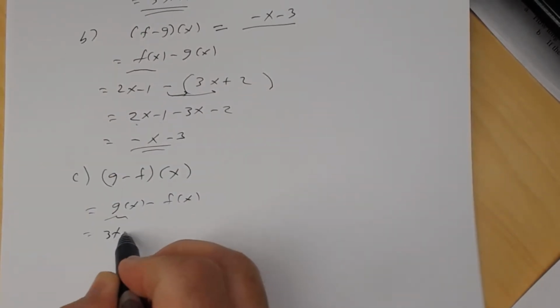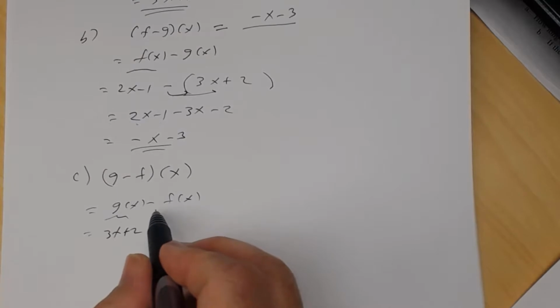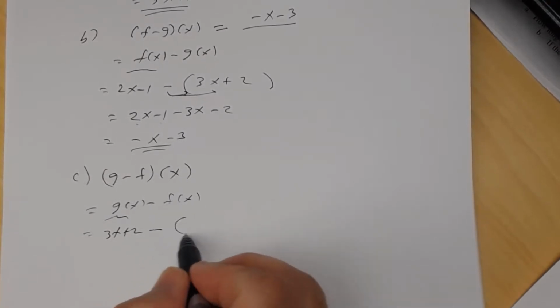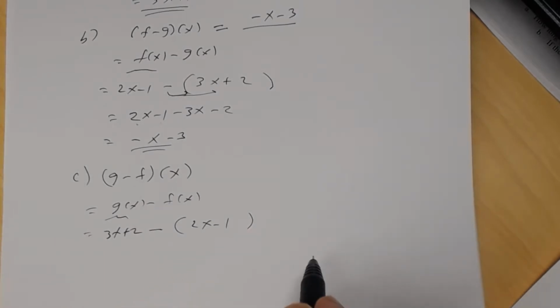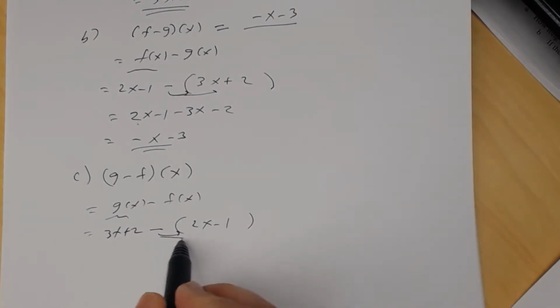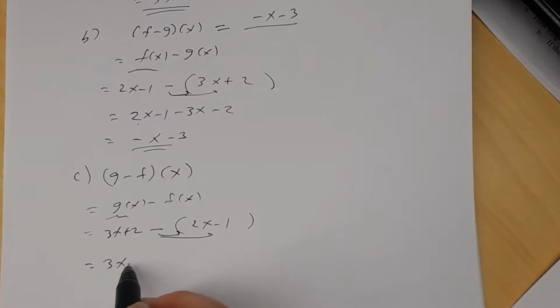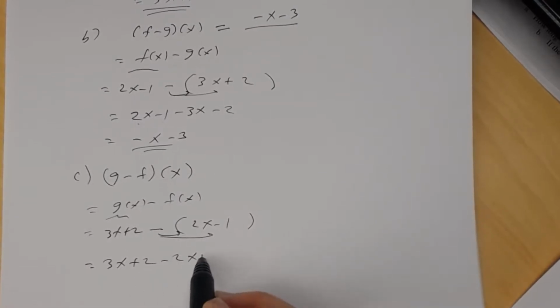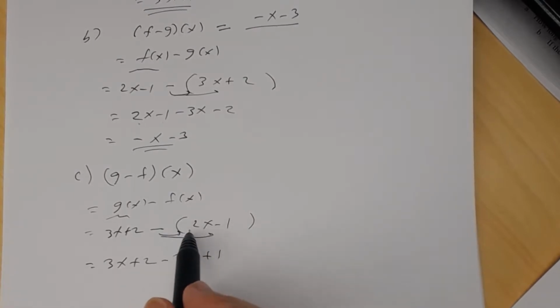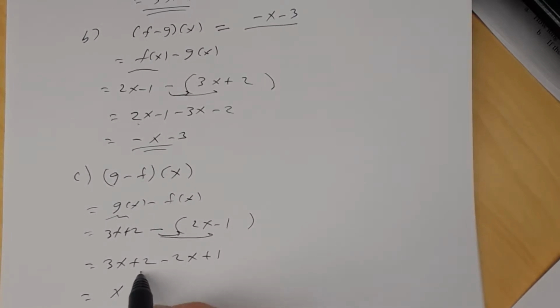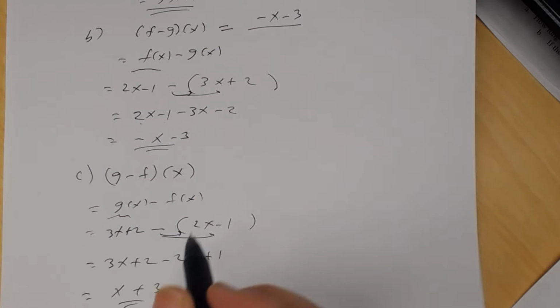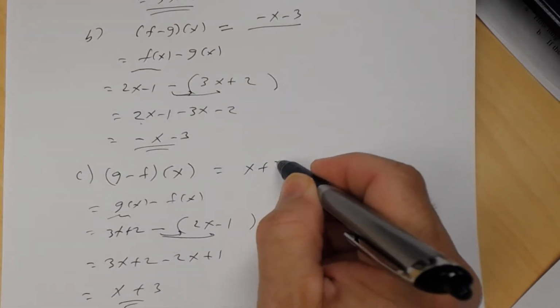It's 3x plus 2. But again, you're dealing with subtraction, so you got to be careful. So you got to put that in parentheses. So f of x is 2x minus 1 this time. And then I get rid of the parentheses, I distribute, and I get 3x plus 2 minus 2x plus 1. So a negative 1 times 2x is a negative 2x, and a negative 1 times a negative 1 is a positive 1. And now combine like terms, 3x minus 2x is x, and then 2 and 1 is 3. All right, so I get x plus 3.